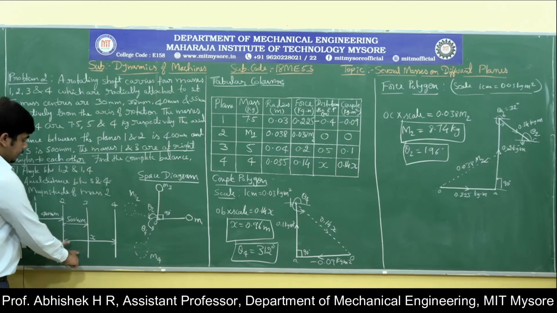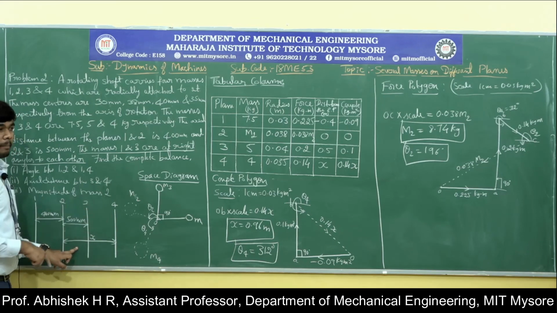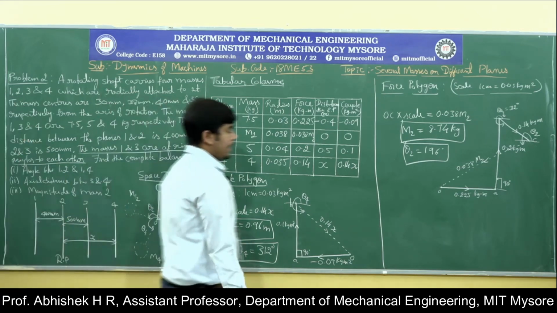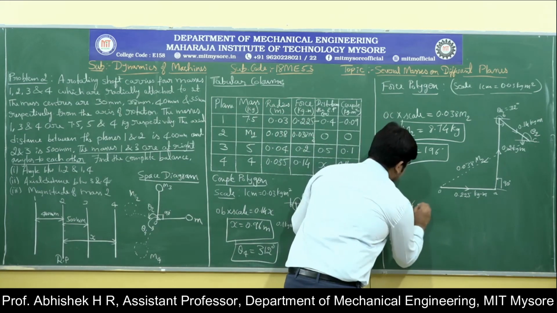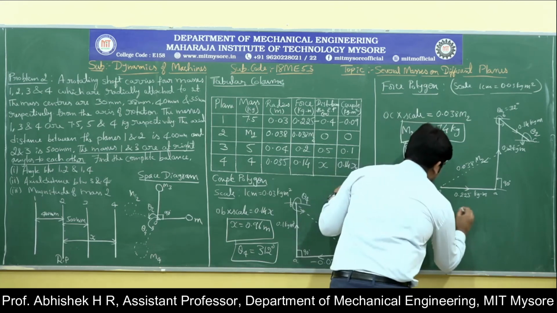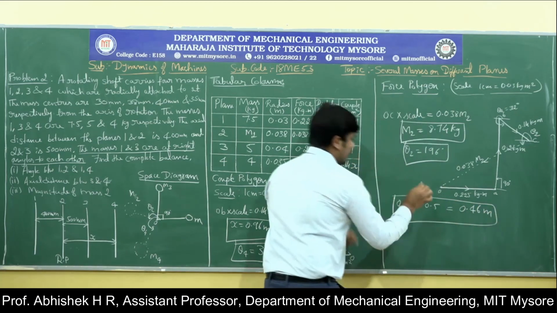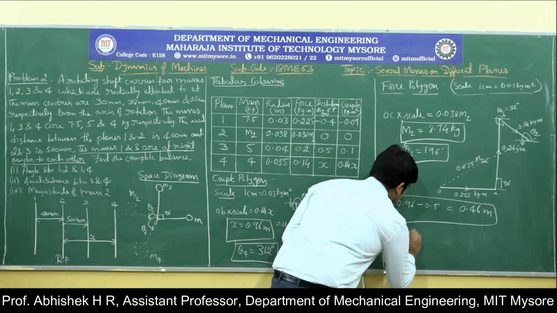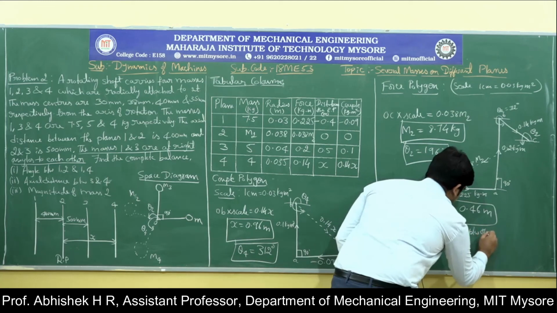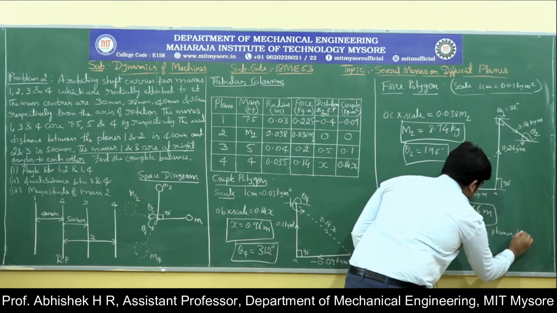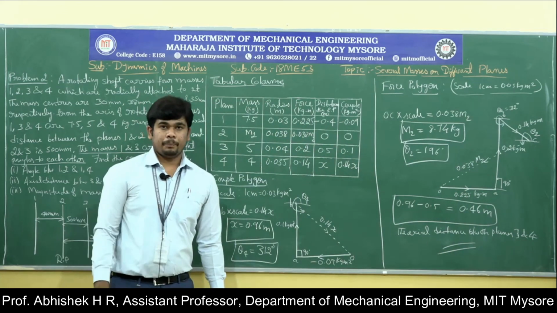For this you just subtract, 960 mm minus 500 mm. 0.96 minus 0.5, so you will get 0.46 meter. So this is the axial distance between the planes 3 and 4.